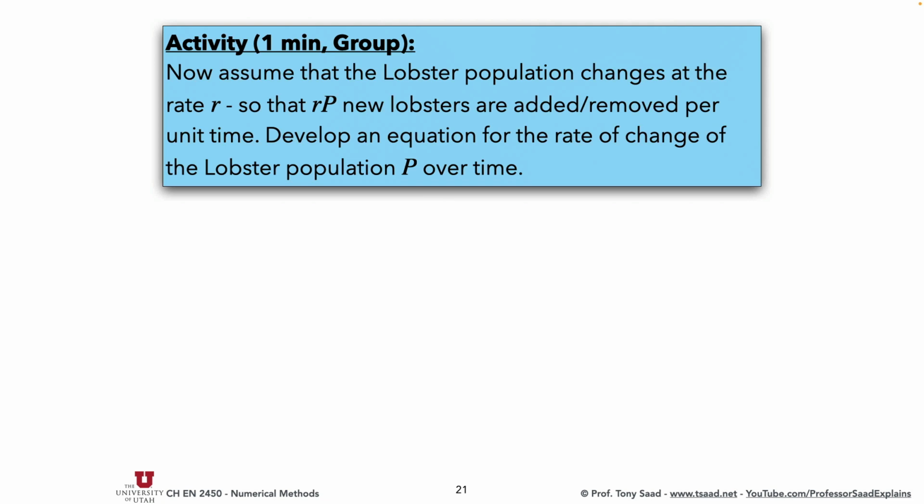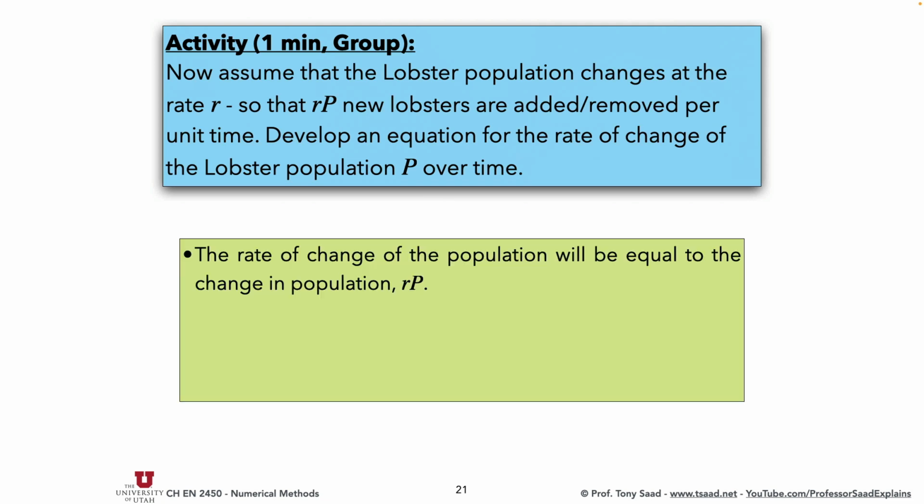Okay, and I'm telling you here, the rate is r times P lobsters. Okay? So the rate of change of the population will be equal to the change in population. The change in population is r times P, right? That's how many lobsters we're adding every unit of time, every second or every minute or every day, or removing. So really the rate of change is equal to rP.